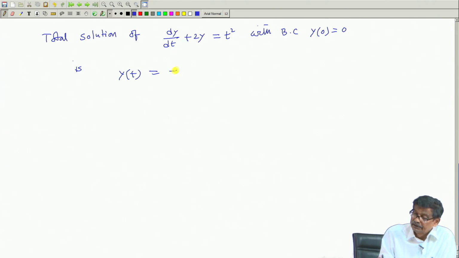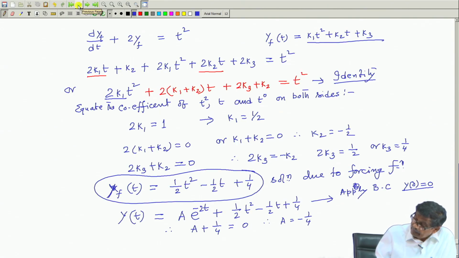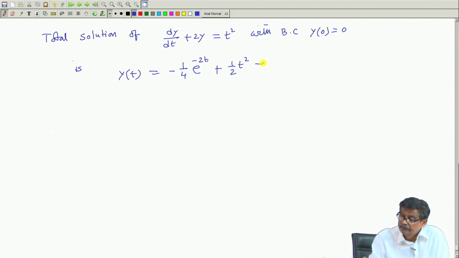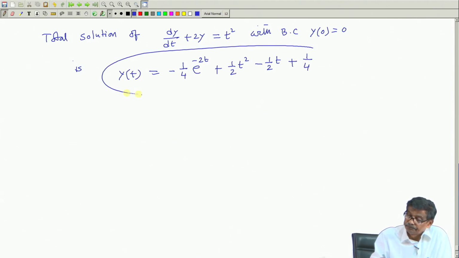So, minus 1 by 4 into e to the power minus 2t, then k1 t square, k1 was minus of, plus, then k2 into t minus half t plus 1 by 4. This will be the solution.